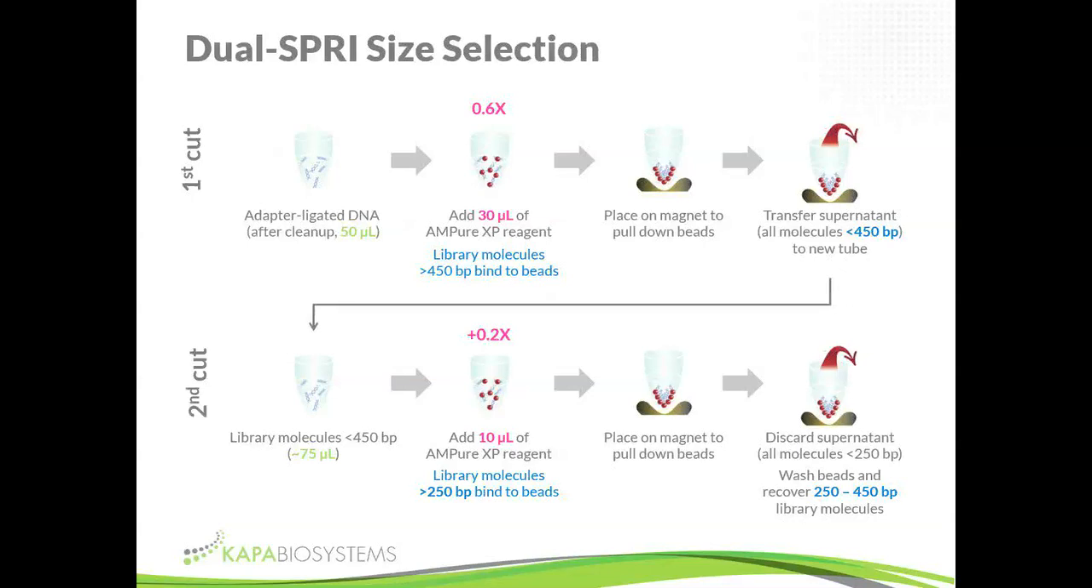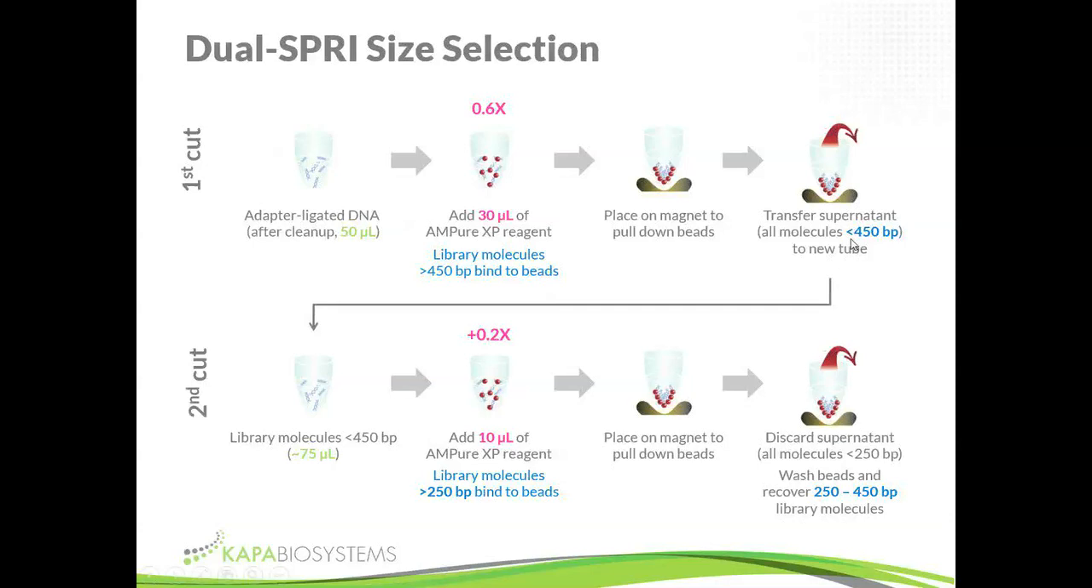In the first cut, which is a 0.6 ratio, you add 30 microliters of AMPure beads to your 50 microliters of DNA. This gives you the 0.6 ratio. What will happen there is that everything bigger than 450, all the big stuff that you want to exclude, is going to bind to the beads at this point. You then pull down the beads on a magnet, so the beads sitting at the bottom of the tube have all the big stuff on them. You're interested in everything smaller than that, so you transfer the supernatant and throw the beads away. They contain the big stuff, and you don't want that. So you transfer the supernatant to a fresh tube.